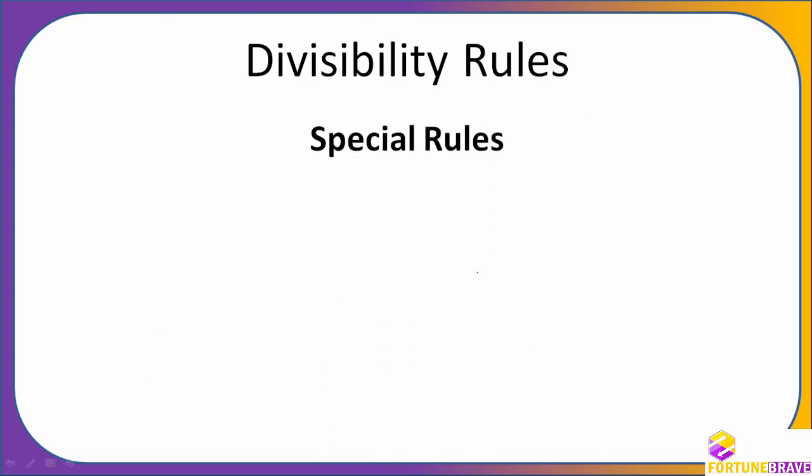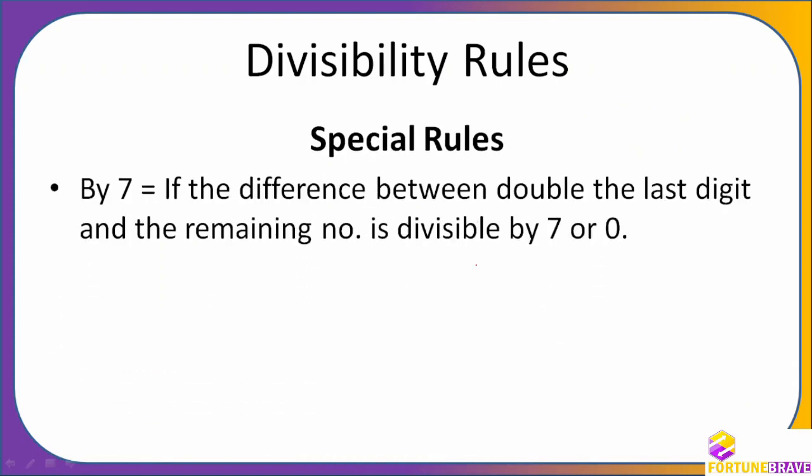Next are the divisibility rules that are special rules, like the rule for 7. We'll take an example and then try to understand it so that you will be able to understand it better. I am taking a number which is divisible by 7. Now I have to find out whether this is divisible by 7 without actually dividing it.